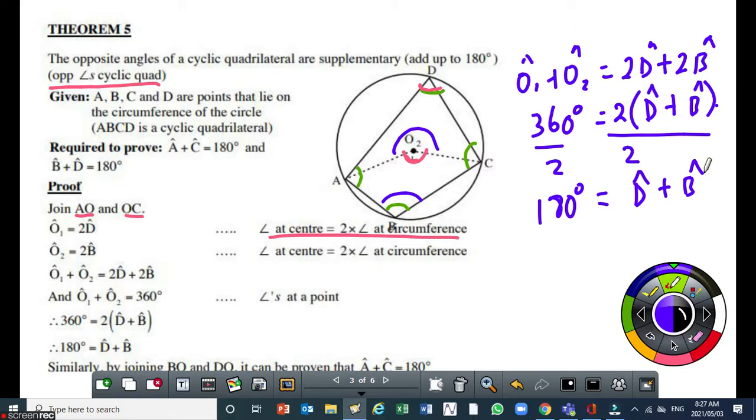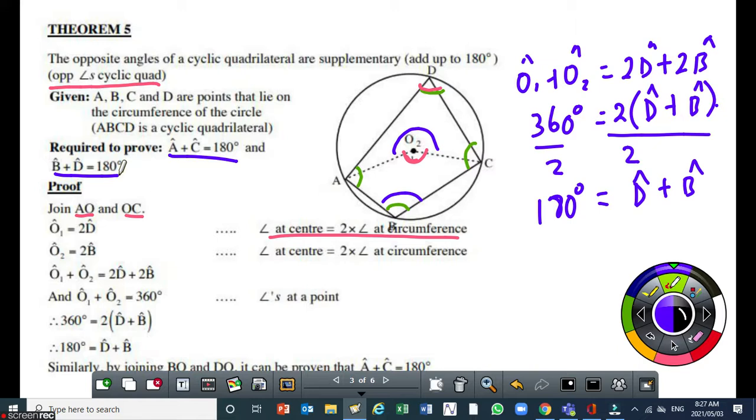Now we can also do the same by joining the center to point D and the center to point B. If we do that, we can prove that angle A plus angle C is equal to 180 degrees. You can do that as an exercise on your own. But be aware that when it comes to the proof, they can ask you to prove that angle A plus angle C is 180, or they can ask you to prove that angle B plus angle D is equal to 180 degrees. So you need to be aware of how to prove either of the two statements.